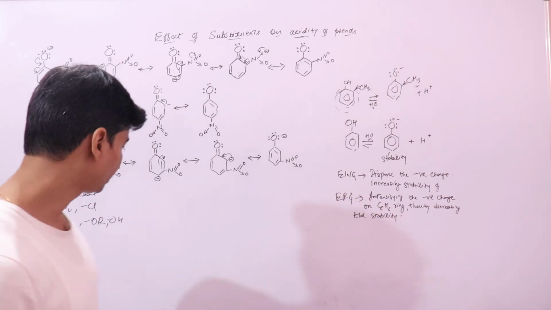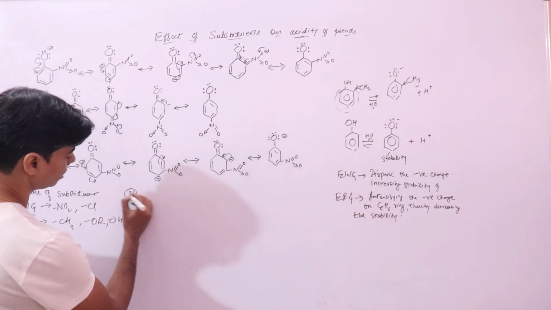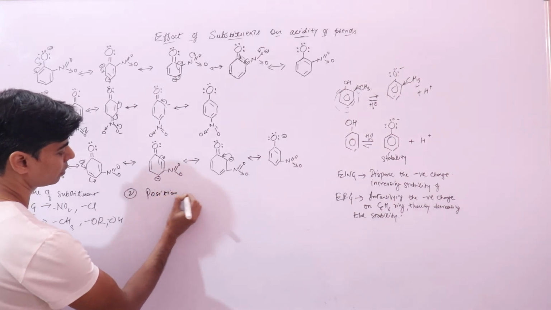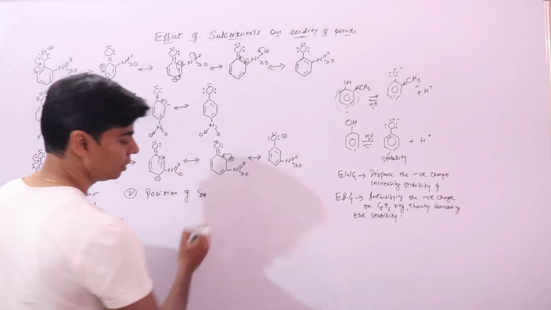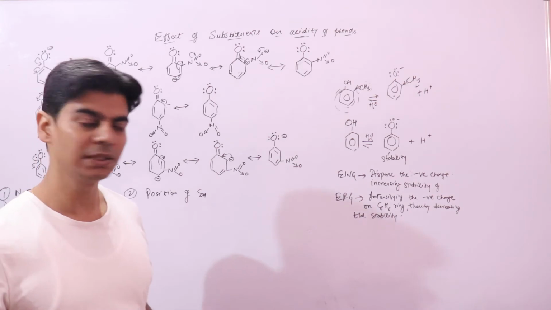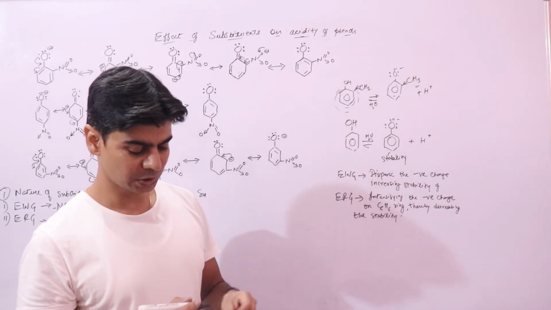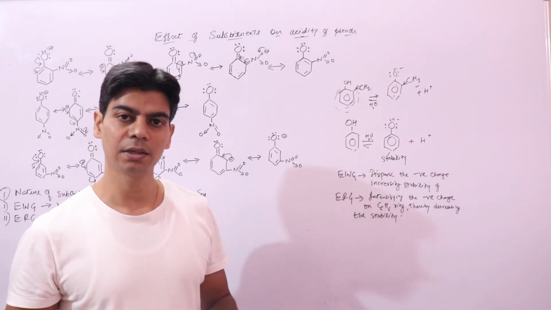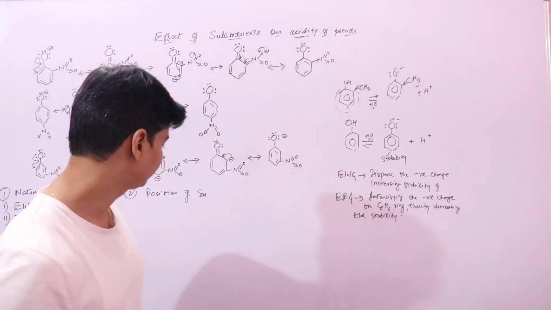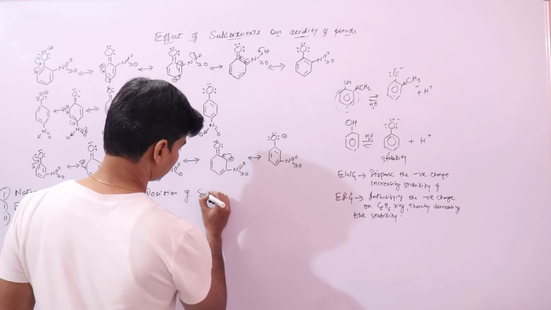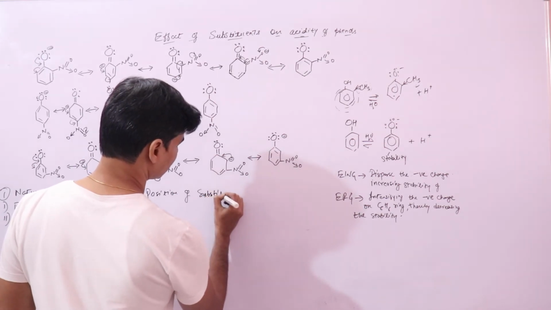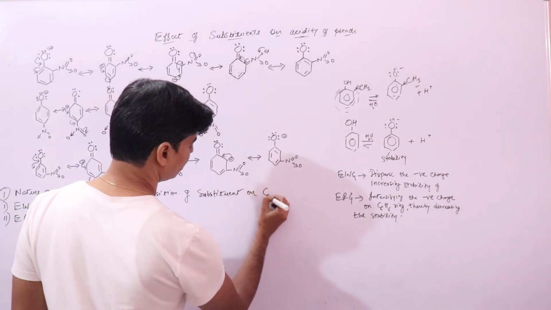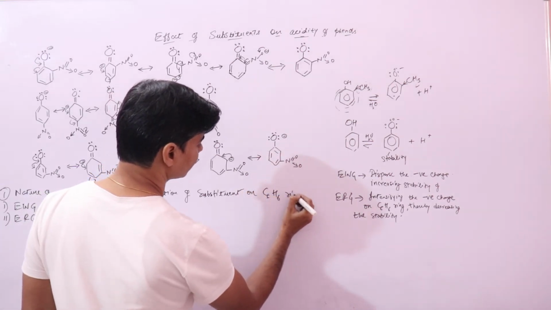Now there is another point on which it depends: position of substituent on the benzene ring, whether the substituent is present at ortho, meta or para. That will also affect the acidity.